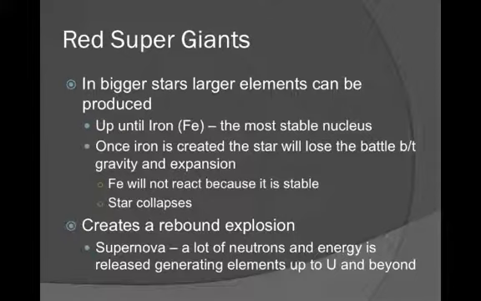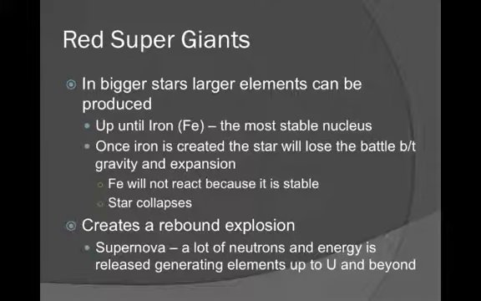Once it loses this battle, the gravity will start to pull it all in again because it has so much matter, so much mass, that it all just starts reacting with each other, pulling it back in. Okay? And it will cause the star to collapse. Now, how big the mass of the star is initially will decide what's going to happen next. Okay? This could create a rebound explosion.